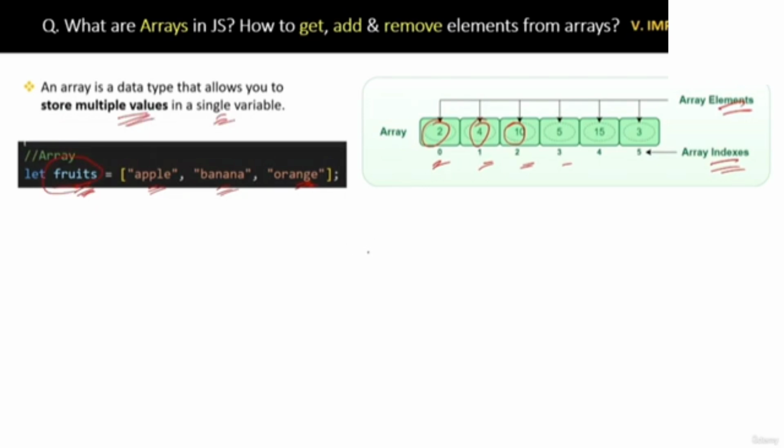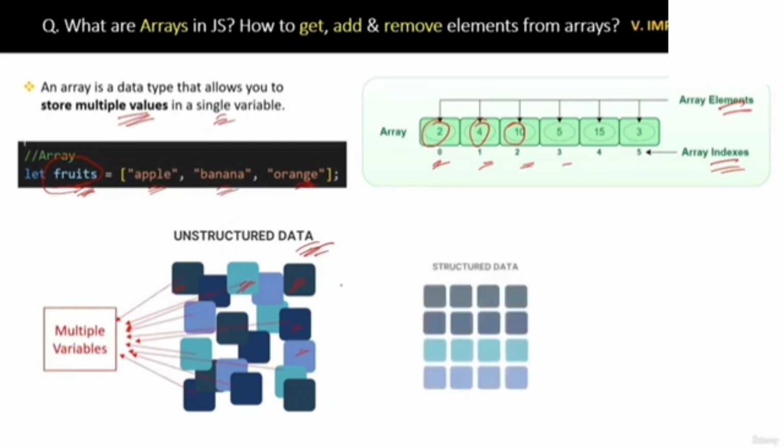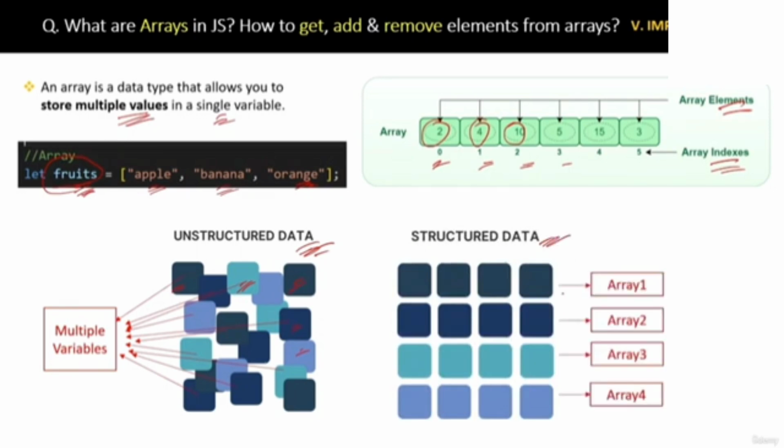In our projects or applications, we have a lot of data. And without arrays, that data will look something like this: unstructured data. Here, different data is stored in different variables, and it is very difficult to maintain this. But we can structure this unstructured data with the help of arrays like this. Here, different types of data will be in very few arrays, which is also very easy to maintain. So that is the advantage of arrays, to structure the data in a better way.